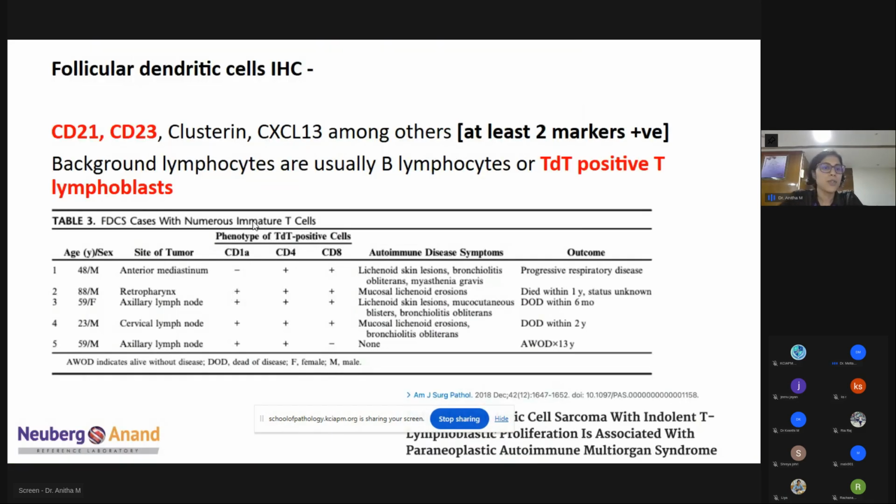So according to the WHO, you should get at least two follicular dendritic cell markers positive in a tumor to call it a follicular dendritic cell sarcoma. So like you said, CD21 and CD23, clusterin, CXCL13. There are many other markers, but the first two markers are what we had, and that is what we did.